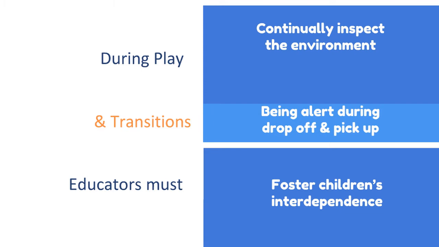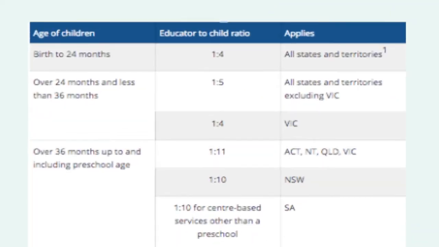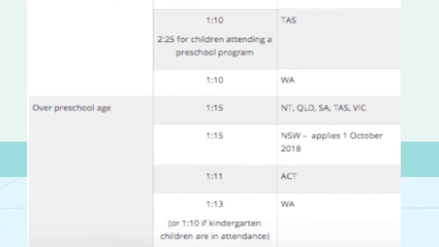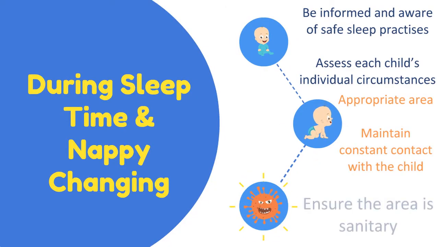Services should also align with appropriate adult-to-child ratios at all times. During sleep time and nappy changing, educators must be informed and aware of safe sleep practices. They must assess each child's individual circumstance and arrange the nappy changing area for effective supervision of other children. They must maintain contact with the child and ensure everything is within reach.